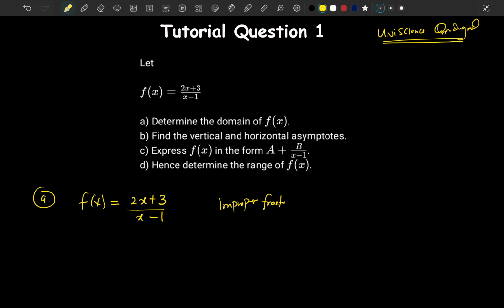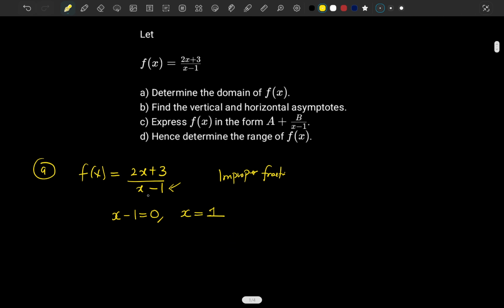Now, usually when you are carrying out the domain, we focus on the denominator. So you set the denominator equal to 0, then you solve. So you solve, get 1. This means that your value down here should not be 0, and it can only not be 0 when you remove 1. Meaning from the domain, I'm going to exclude x equal to 1. X must not be equal to 1.